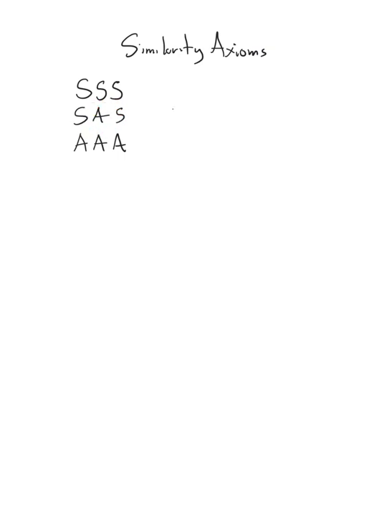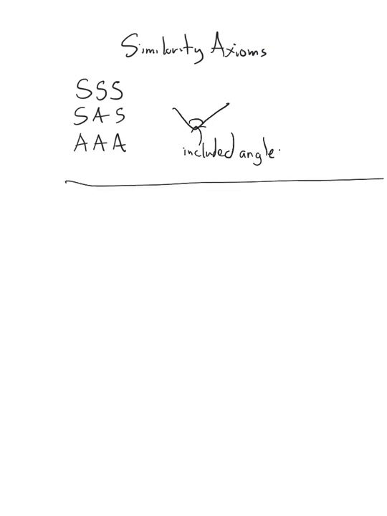So this is your included angle between the 2 sides. If you know that those are congruent in your 2 triangles, then you know that they must be similar. And I got you to look at a few examples in the textbook just to see how that worked. So what we're going to do is we're going to come up with a way of drawing similar triangles.